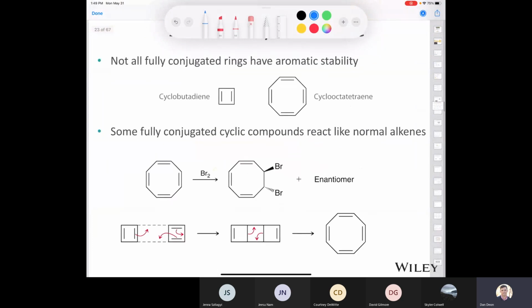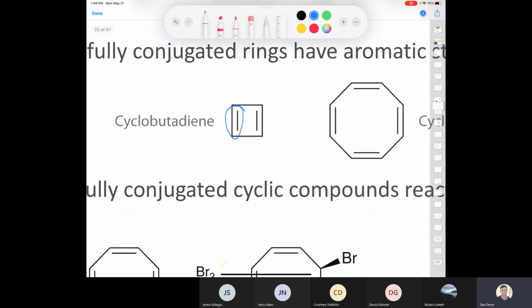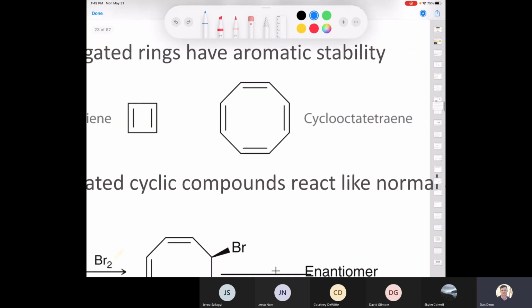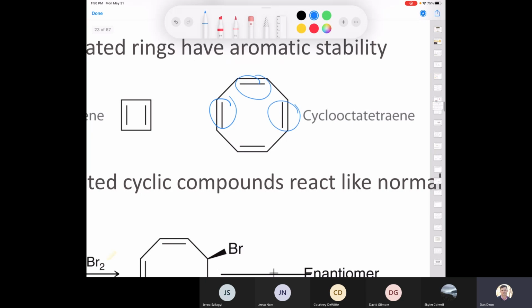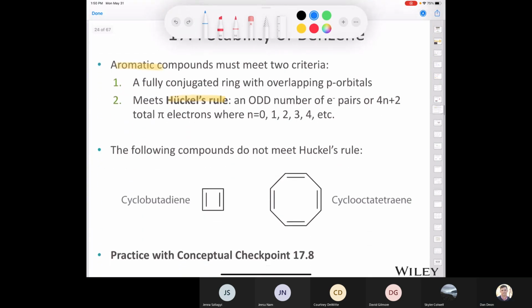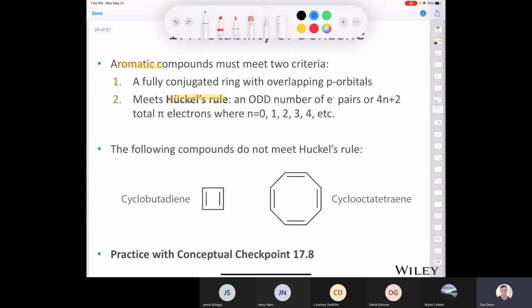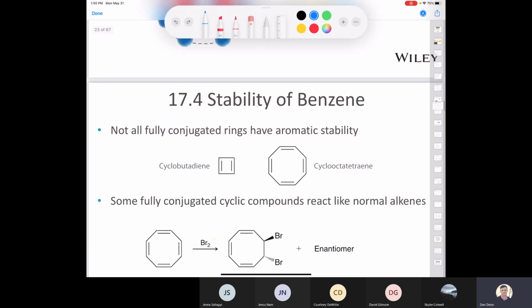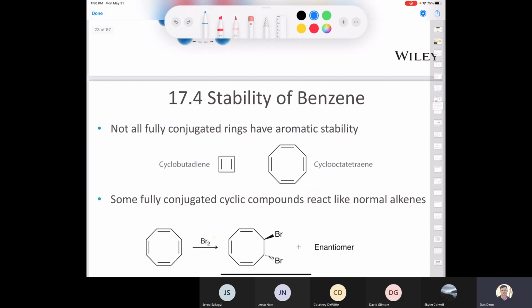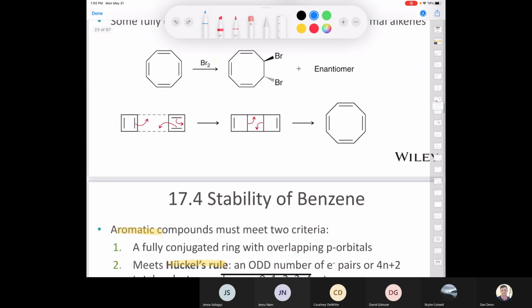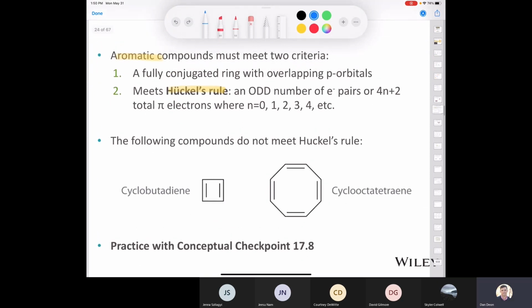Let's go over here. I have, look, 1, 2 pairs of pi electrons. 2 isn't an odd number. Therefore, that's not going to be aromatic. Over here in cyclooctatetraene, I have 1, 2, 3, 4. 4 isn't an odd number, so it's not going to be aromatic. Let's take a look at the next requirement. A fully conjugated ring with overlapping p orbitals. Now, both of these molecules meet that requirement, don't they? Because every carbon here and every carbon here is sp2 hybridized. But again, they don't meet Huckel's rule.